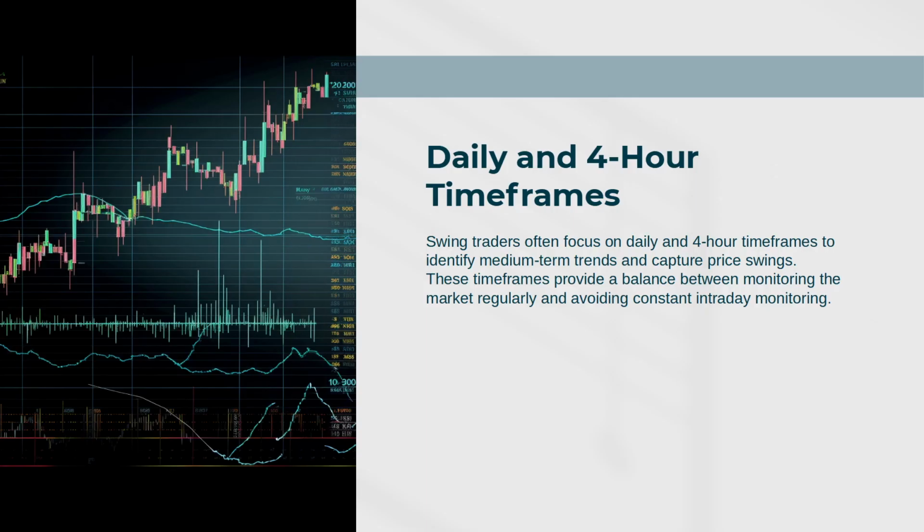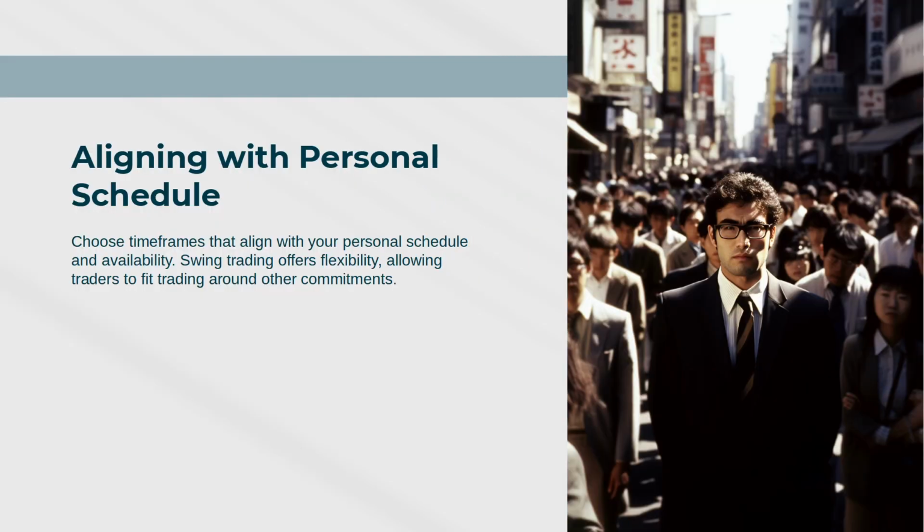Timeframe selection. Daily and 4-hour timeframes. Swing traders often focus on daily and 4-hour timeframes to identify medium-term trends and capture price swings. These timeframes provide a balance between monitoring the market regularly and avoiding constant intraday monitoring. Aligning with personal schedule. Choose timeframes that align with your personal schedule and availability. Swing trading offers flexibility, allowing traders to fit trading around other commitments.